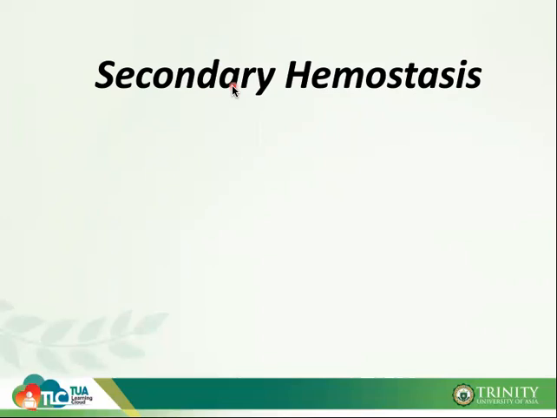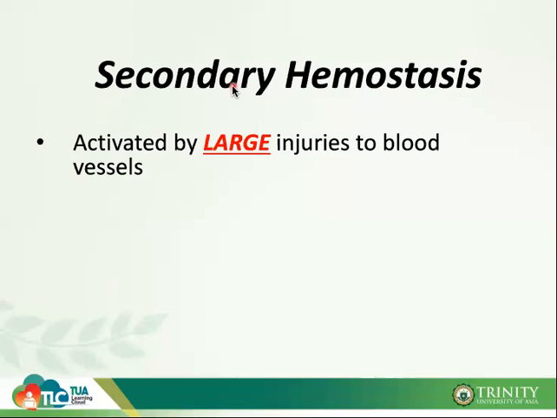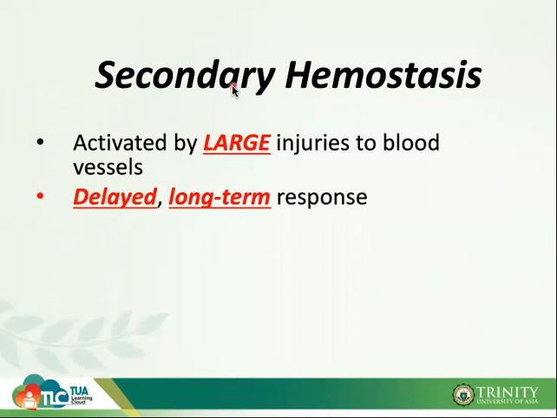How would that be? Or when is it going to happen? First, your secondary hemostasis will be activated by large injuries to your blood vessel. Take for example, there is really a big wound. Your blood vessel was cut, so lots of blood will escape your blood vessel. So your secondary hemostasis is activated by a large injury of your blood vessels. This is a delayed response, okay? But the good thing about this is that it is a long-term response.